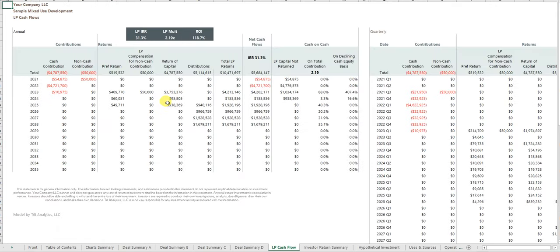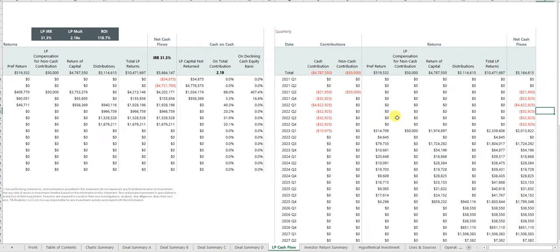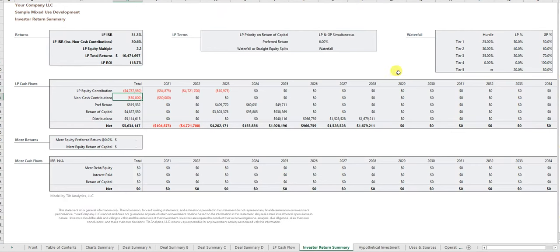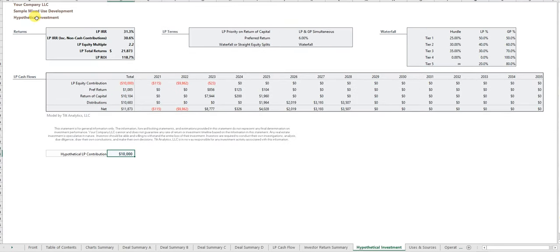There's an LP cash flow summary sheet showing the LPs what they care about: the cash in, non-cash contributions if that's relevant, preferred return, return of capital, distributions, returns. You can also see the information quarterly over here if you like. There's a different layout of the investor return summary. You can also discuss with potential investors specific dollar amounts, hypothetical of what they might put in, and you can see returns based upon that figure.